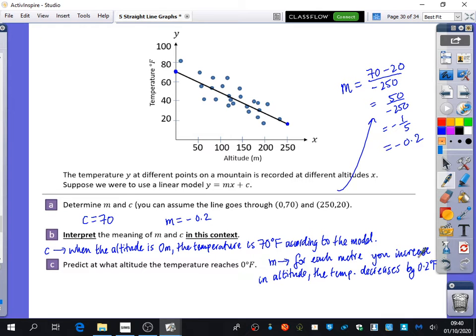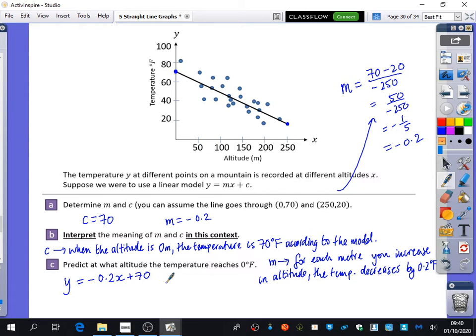Okay, so we actually know the equation of the line now. The equation of the line is y equals mx plus c. We've got minus 0.2x plus 70. And we want to predict at what altitude the temperature reaches 0 degrees Fahrenheit. So how would I predict what that temperature is going to be? Yep. When x equals 0.